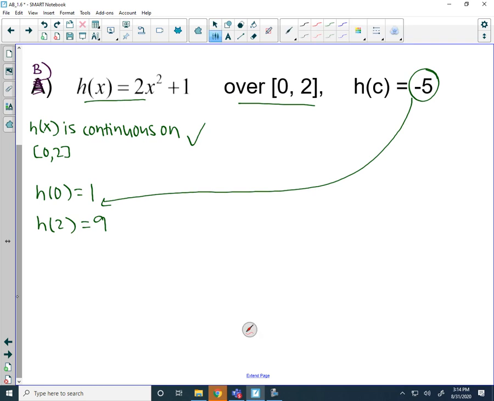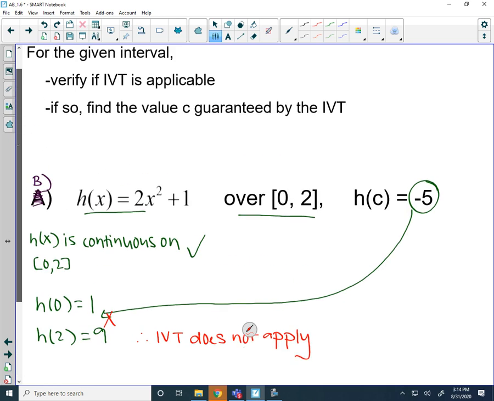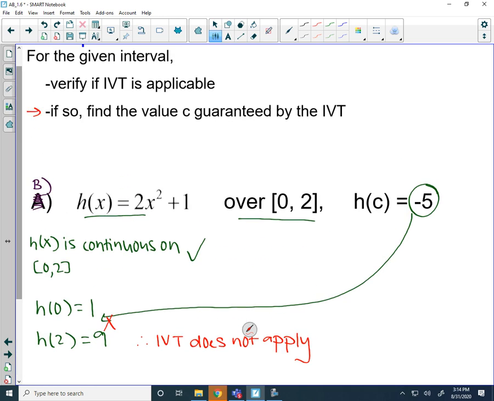It kind of goes back to that elevator example. If I get on the 4th floor and get off at the 10th floor, is it possible I went to the 1st floor in between? Yes, but it's not guaranteed. So this one, IVT does not apply. So then if IVT does not apply, we can't possibly do that part. There's no C value guaranteed by IVT because the theorem does not apply.